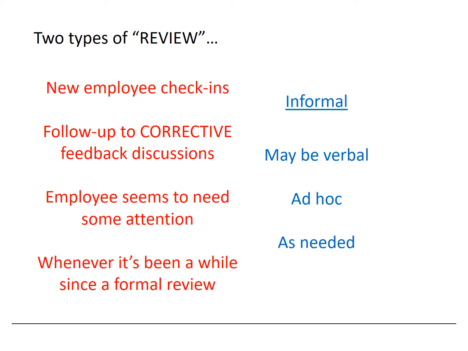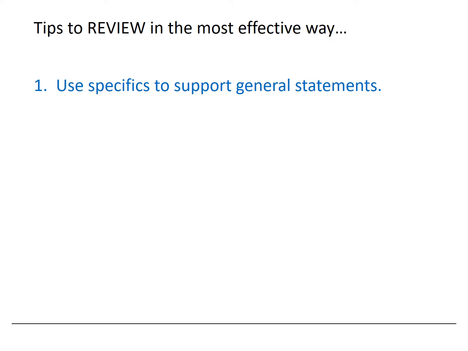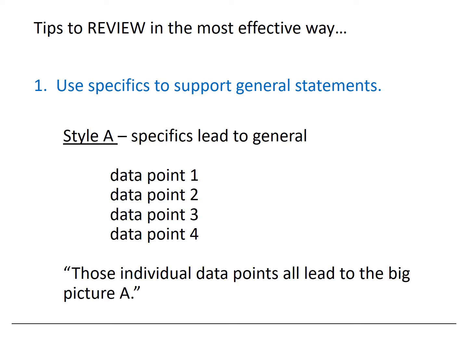Now let's take some time to talk about tips that will make review conversations most effective. Tip number 1 is to use specifics to support general statements about performance. There are two styles of review conversation that can be used. Style A starts with the specifics and leads up to a general statement about the performance.